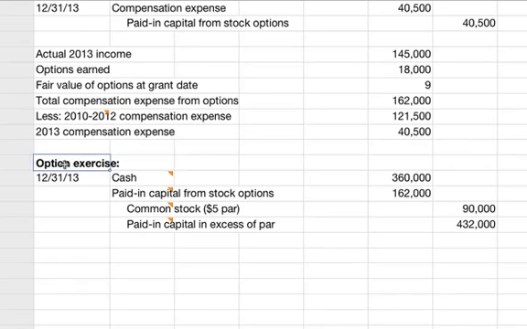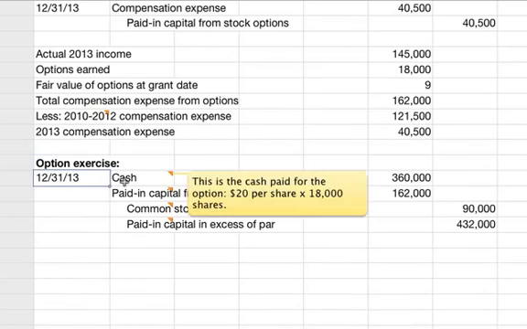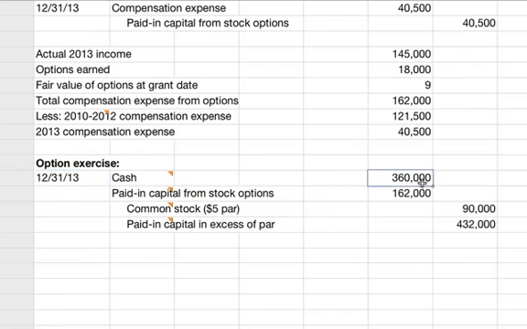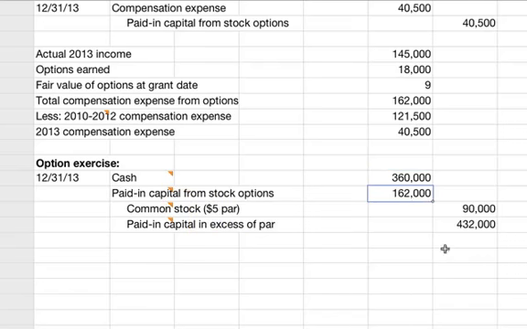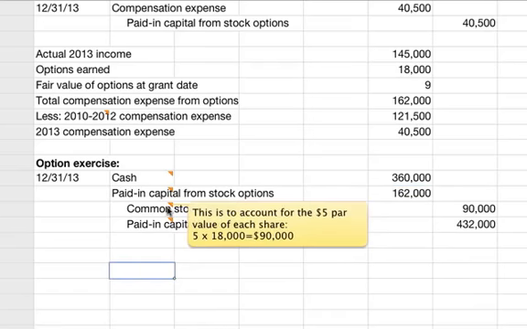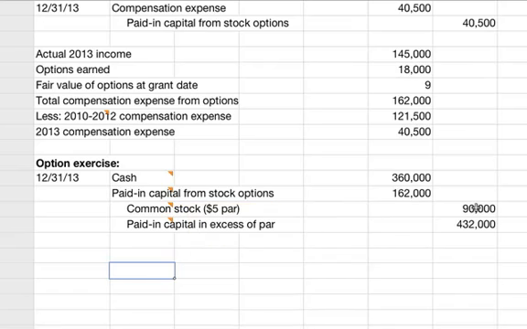And when they exercised the options on December 31st, 2013, this is cash paid for the options: $20 per share times 18,000 shares, $360,000. This is the total value of the options that were exercised, $9 per option times 18,000 shares, that's $162,000. Then you credit common stock at the $5 par, that's $5 times 18,000 shares, $90,000. And you credit paid-in capital in excess of par for the balance, which is $432,000.